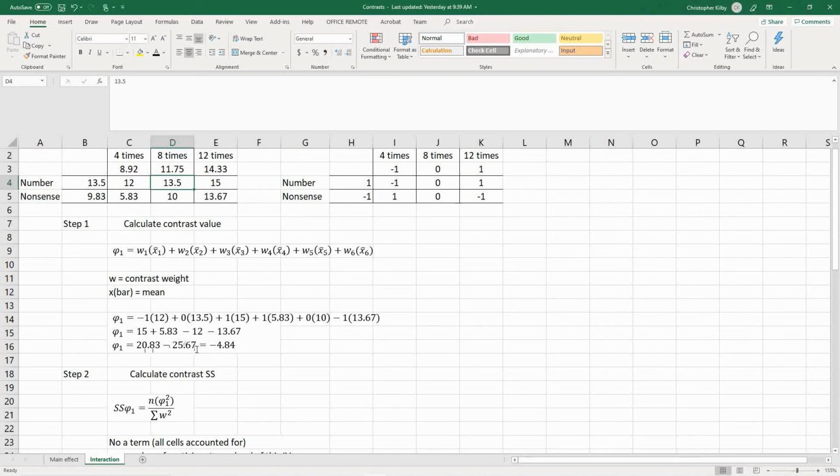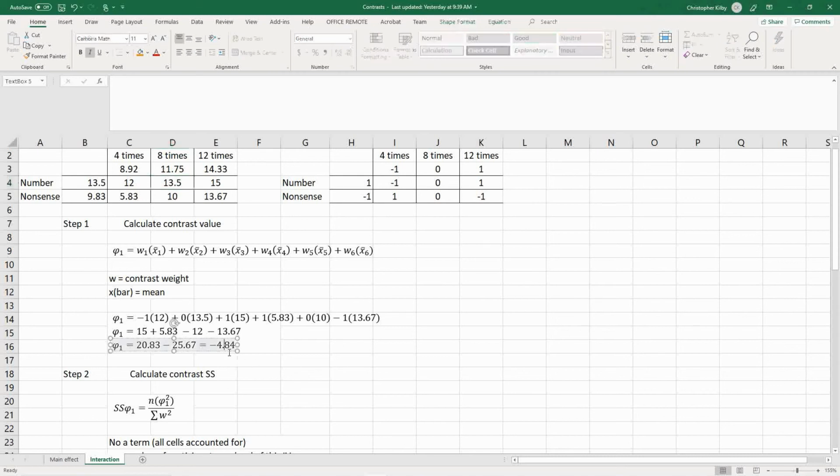So as I was saying before, contrasts always have 1 degree of freedom because they always have 1 positive minus 1 negative. And that's what we get here. We've got 1 positive number minus 1 negative number. And that gives me a contrast value of negative 4.84. So even though there are 6 means going into this, 4 of which have non-zero values, I still only have a negative and a positive number at the end of the day. And that's why contrasts always have 1 degree of freedom.